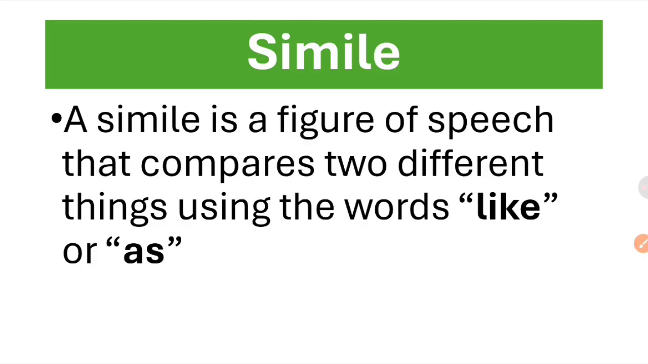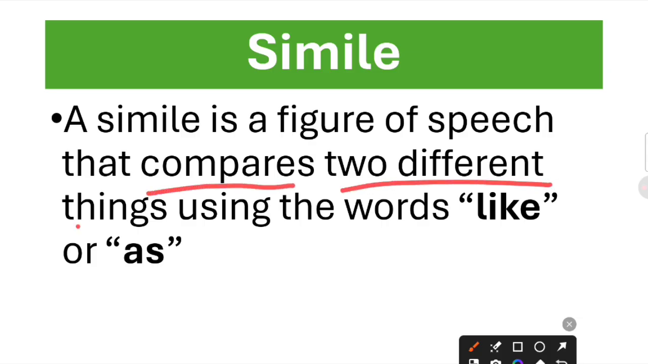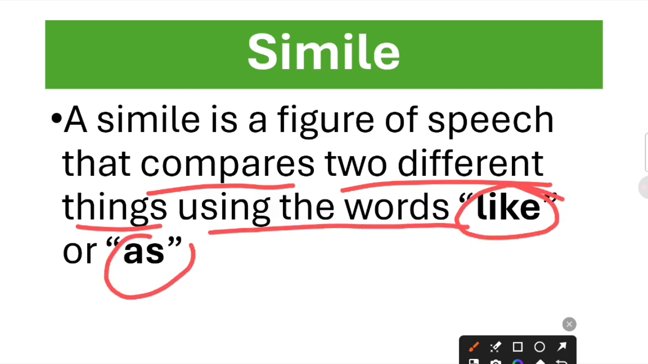It is a figure of speech that compares what? Two different things, using the words like and as. Either we'll use like or we'll use as. Why? To compare two different things. You got it? So what do we do in this figure of speech? We compare two different things by using these words like or as. When you see like or as, it becomes easy for you to identify that this is simile. Now let's see some examples.